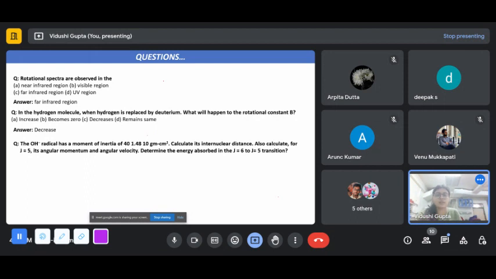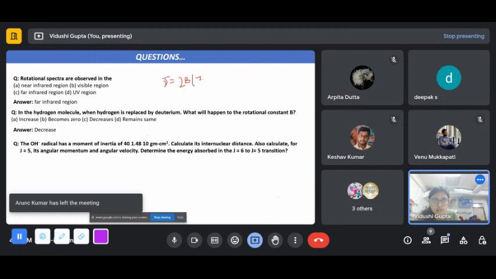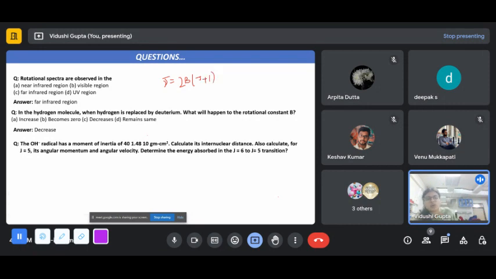So mu is equal to 2B(J plus 1). So you have to calculate the energy absorbed in J equals 6 to J equals 5 transition. So here J is for the lower state. So it will be 2B(5 plus 1).